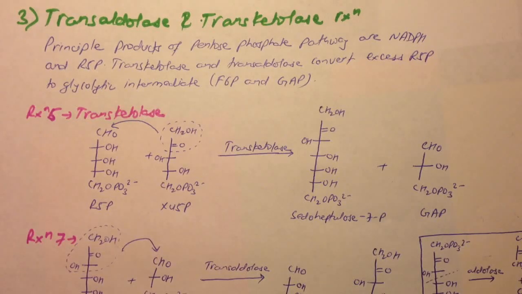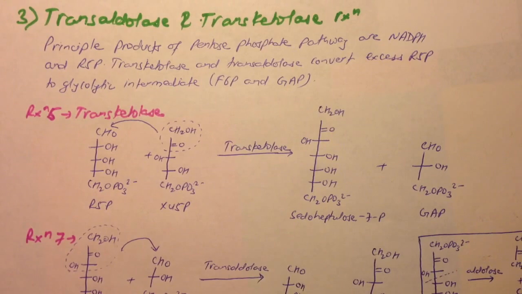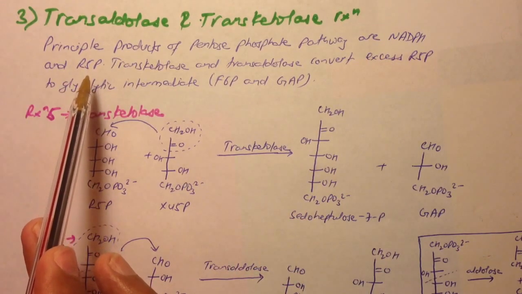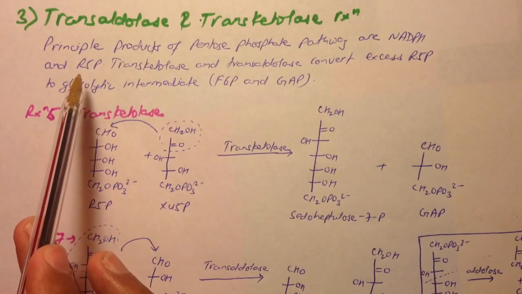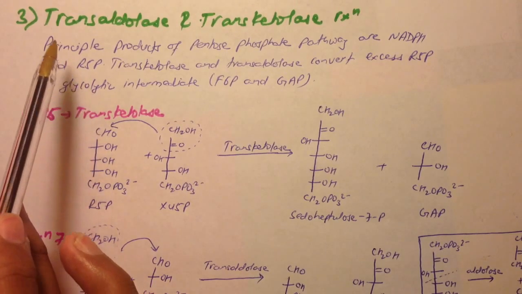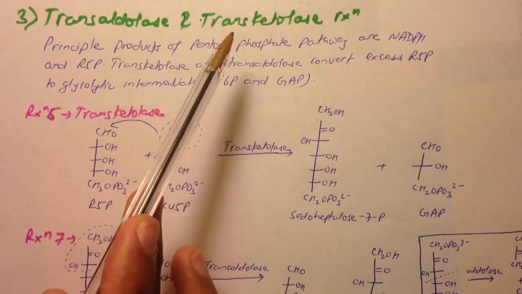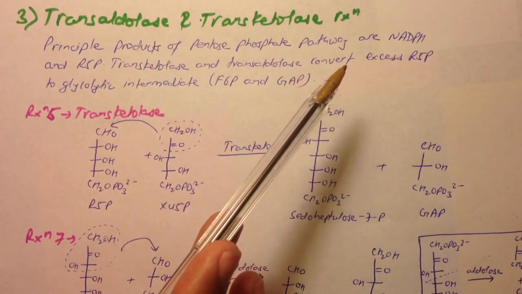So this is the third part of the pentose phosphate pathway, and we learned earlier that NADPH and ribose 5-phosphate are the principal products of the pentose phosphate pathway. So what do we do with this third stage, the transaldolase and transketolase reactions?